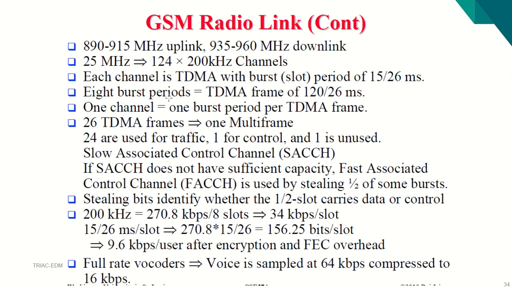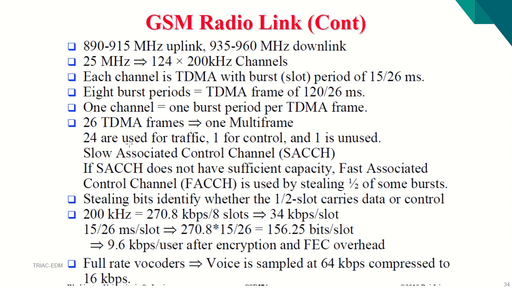A burst period is equal to a TDMA frame of 120 over 26 milliseconds. And one channel is equal to one burst period per TDMA frame. 26 TDMA frames correspond to one multi-frame. And 24 are used for traffic, one for control, and one is unused.